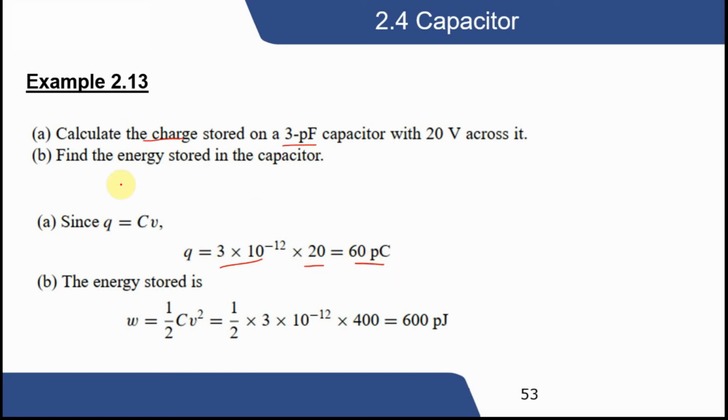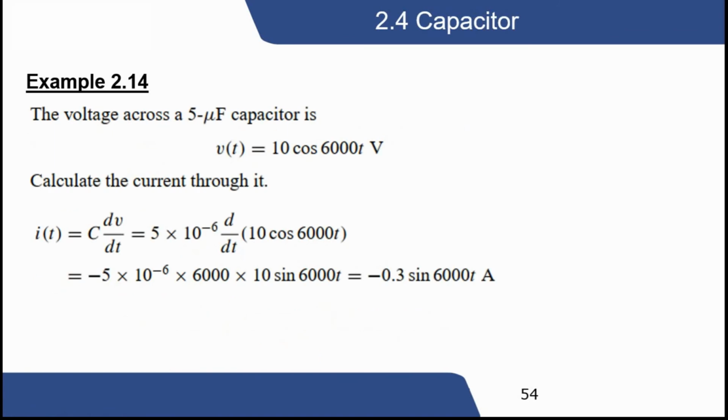If you want to calculate the energy on the capacitor, we know that the capacitor energy is half CV square. We have C, we have V square, so the energy can be calculated as half CV square, and 20 square is 400. Okay, so this is the answer, and because the capacitance is in pico, the answer remains in pico.